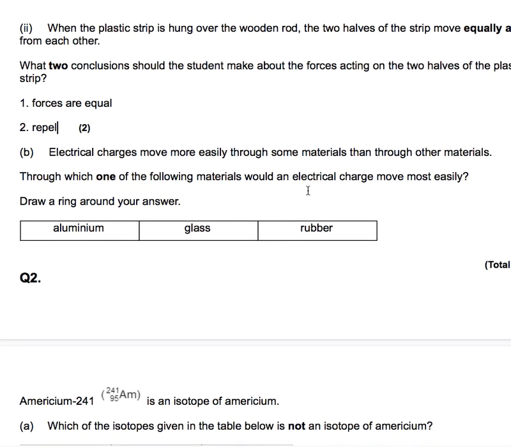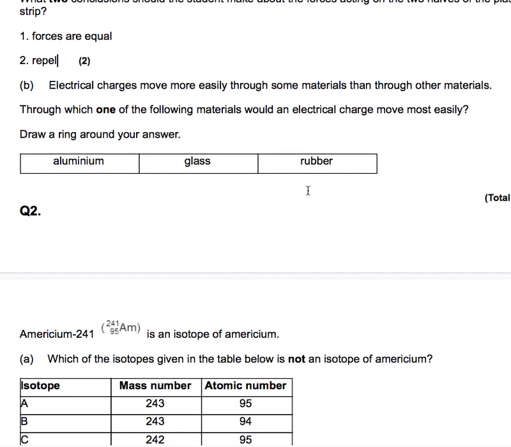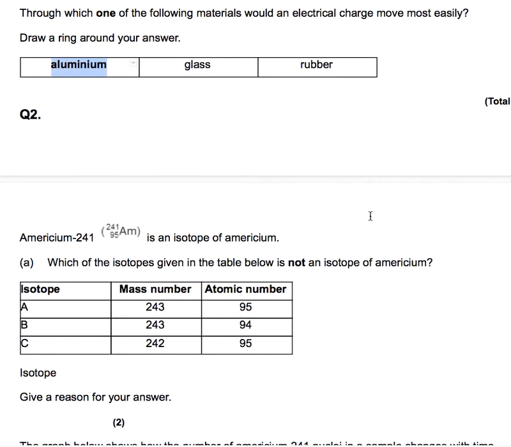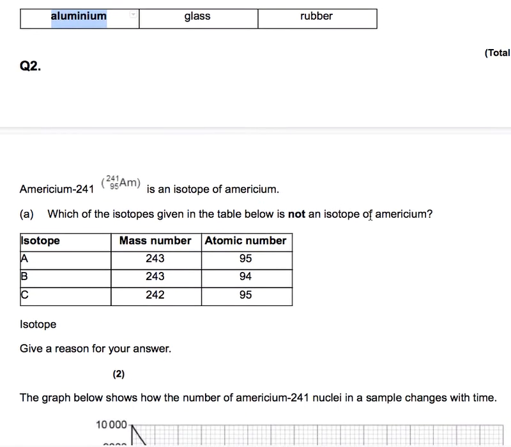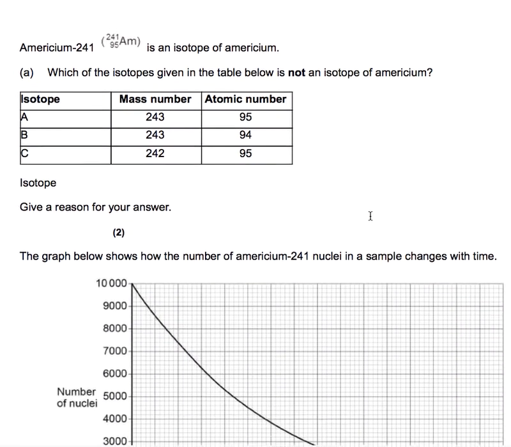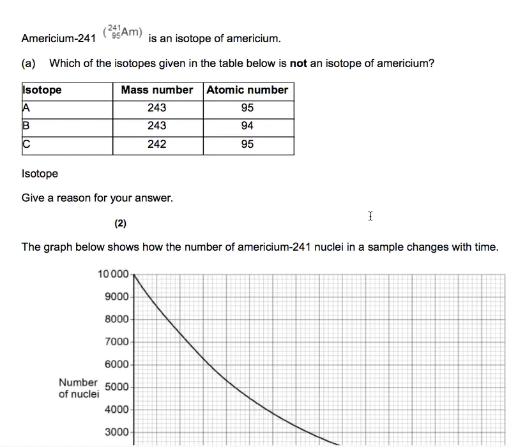So, which one of these materials would electrical charge move through most easily? Well, glass and rubber are both insulators. Aluminium is a conductor, and it's a conductor because it allows charge to flow through it. It has those free or delocalized electrons to allow that to happen. Question 2 then, a bit of radioactivity, nuclear physics.